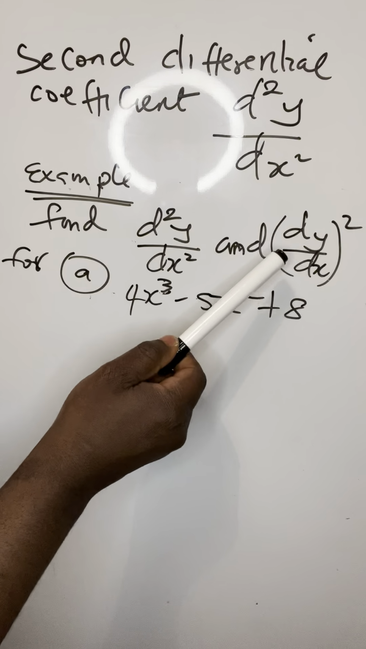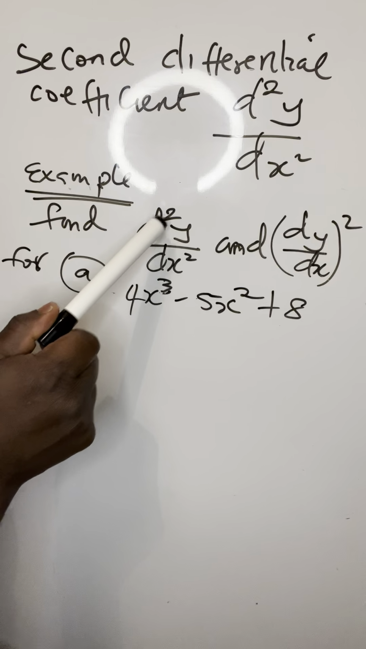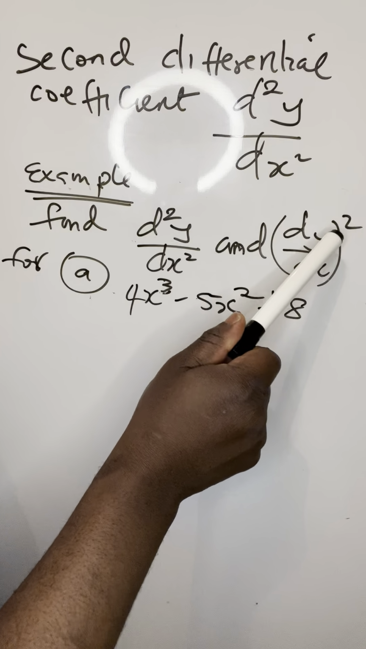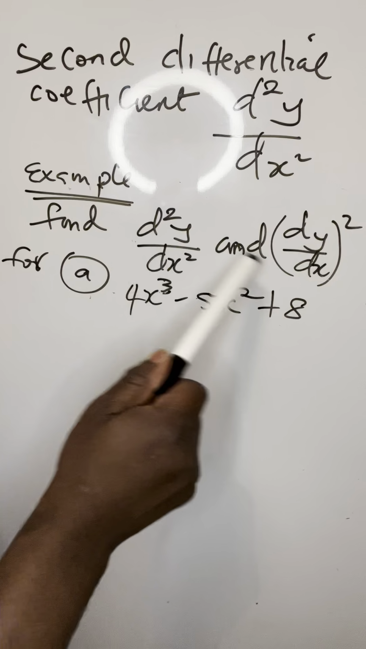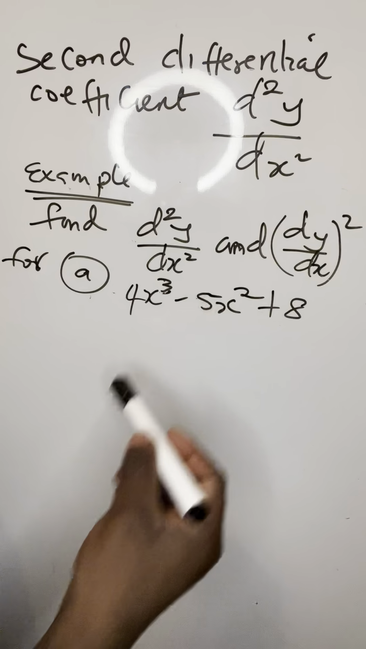Now, looking at these two things, one would think that they are the same. They are not the same. This is actually the second derivative of a function, but this one is the first derivative squared. So there are two different things. Now I will use this example to differentiate the two.